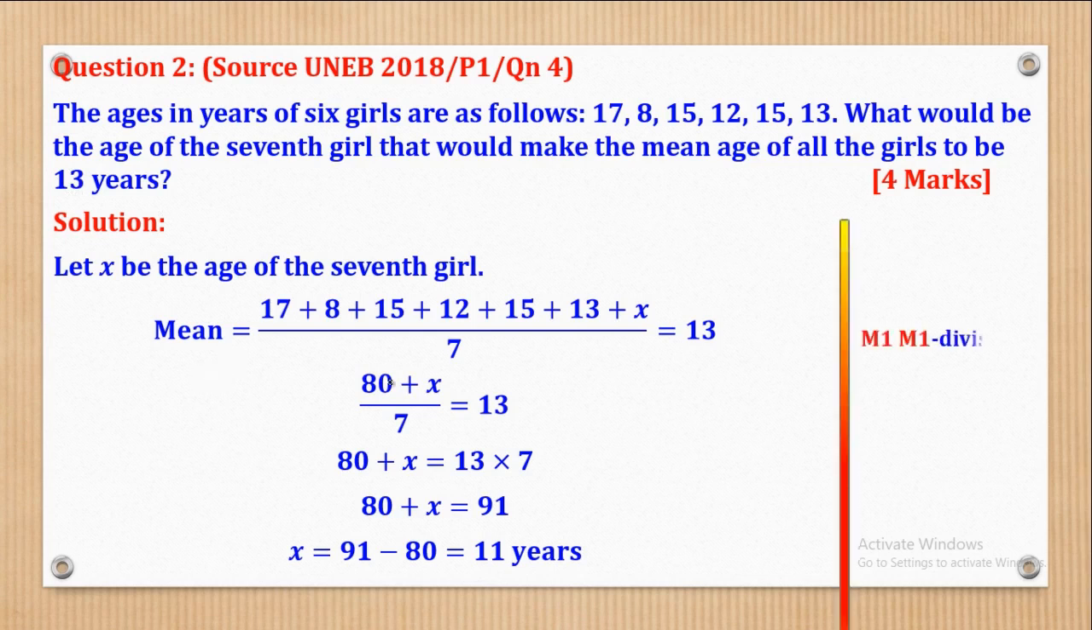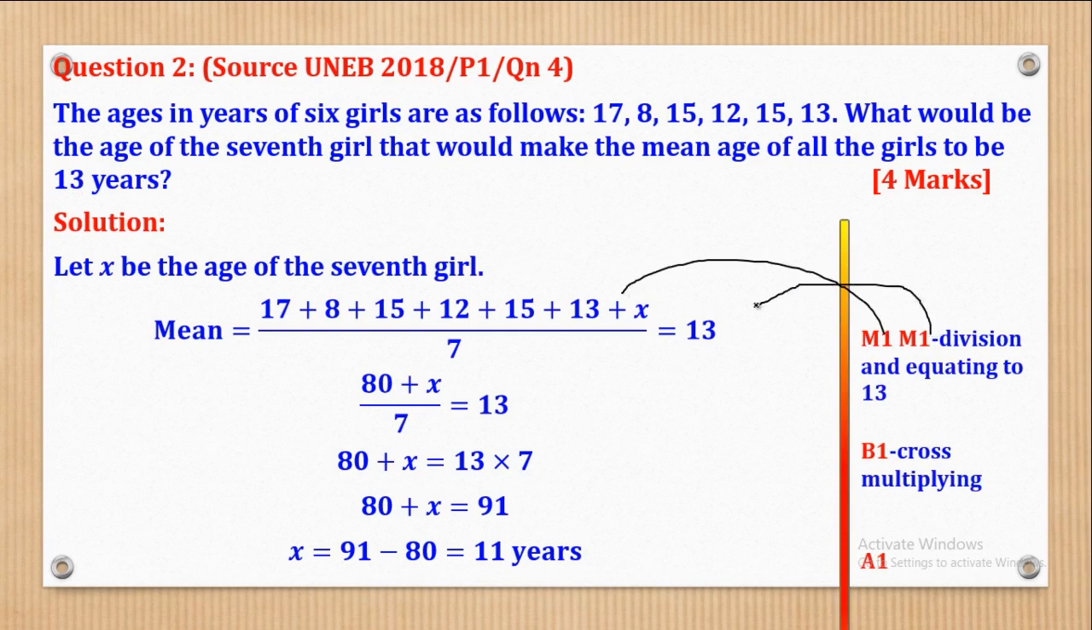And now let's see how marks can be awarded. M1 will be for division, and another M1 is for you to equate to 13. Then B1 is for cross multiplying, and A1 is for the age of the 7th girl. So basically that's how the 4 marks could be awarded.